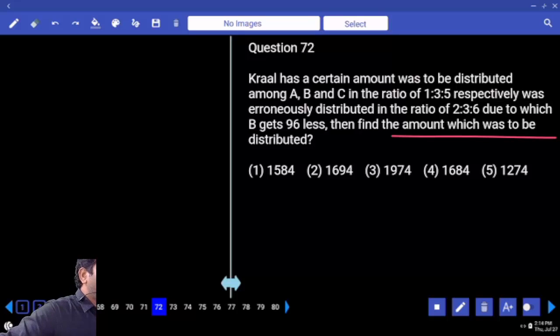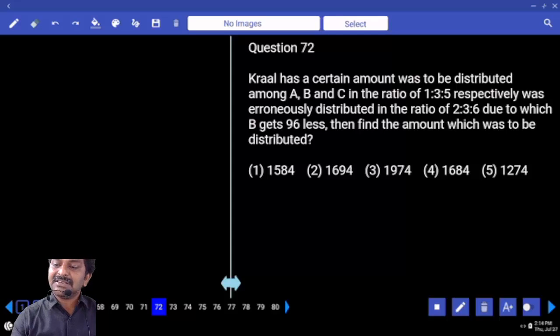Whatever the total amount is, the same amount he distributed in the first case and even in the second case, correct? In the first case, how many parts are there in total? If the total amount is divided into 9 parts, in the sense the answer must be a multiple of 9. At the same time, in the second case, how many parts are there? 11 parts. That means your total money must also be a multiple of 11. So you can apply 9 multiple, 11 multiple. Can it be the first option? First verify 9 multiplication, because that is easy.